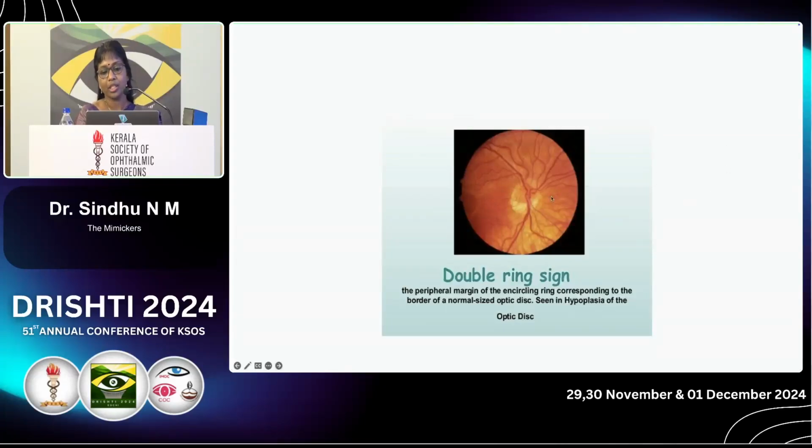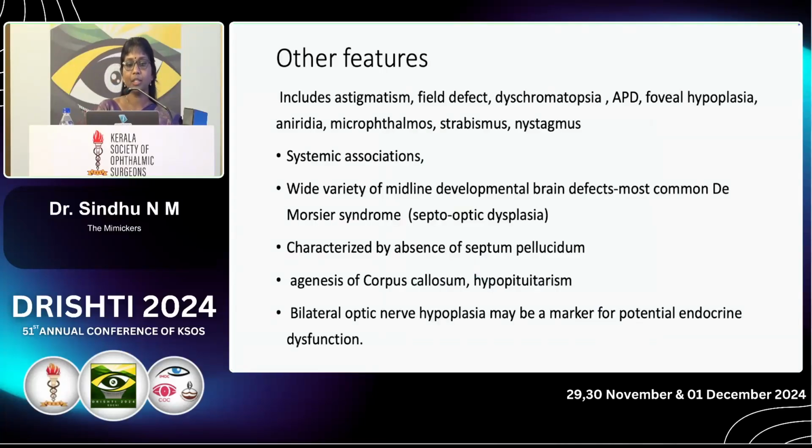This is the double ring sign, the yellow halo. The peripheral margin of the encircling ring corresponds to the border of the normal sized optic disc. Other features include astigmatism, field defects, dyschromatopsia, afferent pupillary defect, foveal hypoplasia, aniridia, microphthalmos, strabismus and nystagmus. The systemic association shows a wide variety of midline developmental brain defects, most commonly De Morsier syndrome, characterized by absence of septum pellucidum, agenesis of corpus callosum or hypopituitarism. Bilateral optic nerve hypoplasia may be a marker of potential endocrine dysfunction.